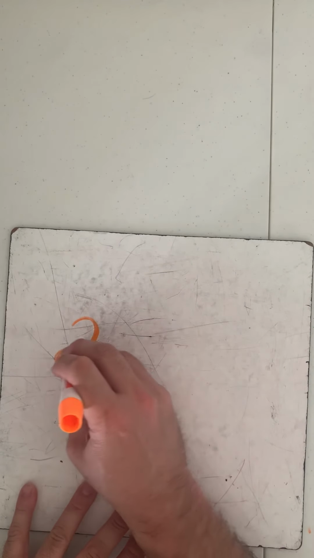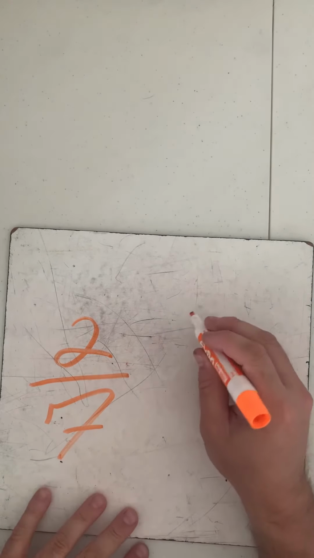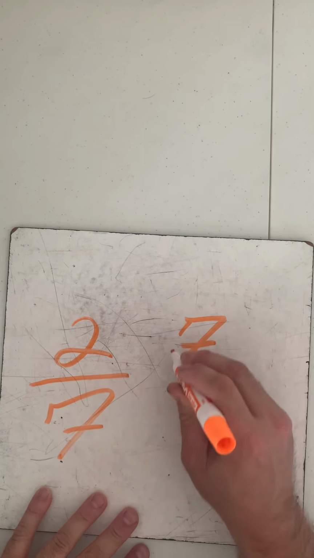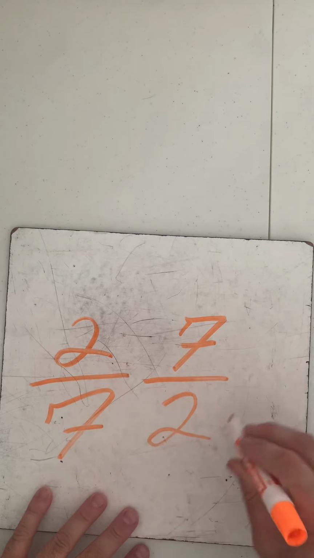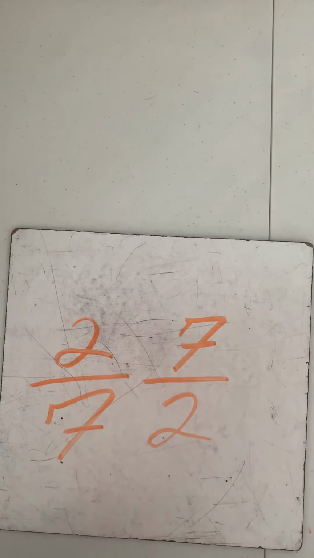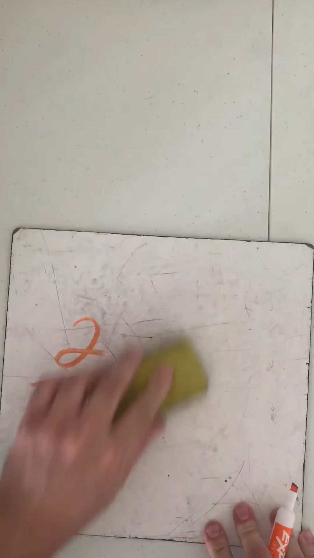So we've got 2/7, and 7/2. That's how you're going to write it. Take a look at how the numerators and the denominators are switched. As you go through 6.9 and start dividing fractions, you're going to need to find the reciprocal of the number.